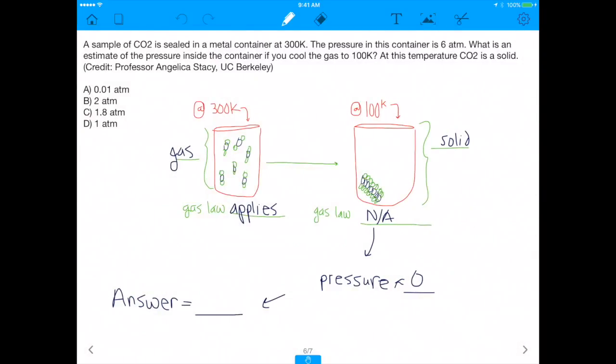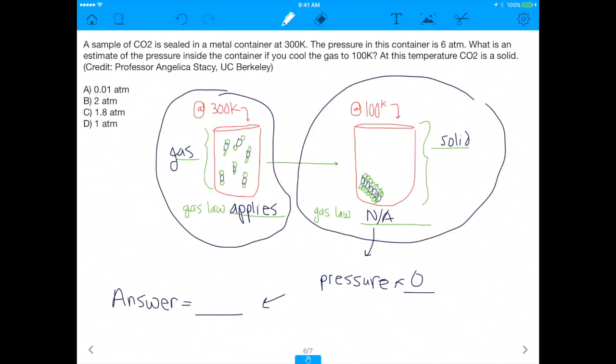Okay? And I think you guys are starting to see what the answer is going to be in this case. Because in this case, the gas law applies and the gases are moving around really quickly. But the moment you convert that gas into a solid, the solid is going to be scrunched up into one place. The pressure will be about zero, because there's no force. The force on the container walls is about zero.